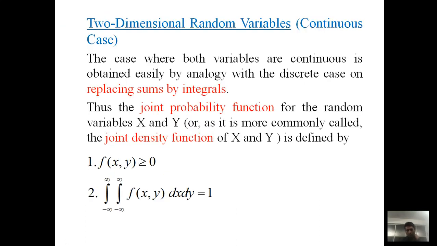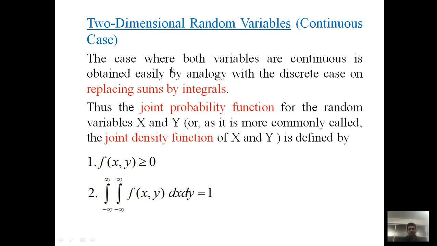Now, in today's lecture, we should extend the concept of two-dimensional random variable, which we have studied in the discrete case, to the continuous case. So we have to cover all the cases which we have studied for discrete, and study the same topic in the continuous case. So first of all, we have to see the definition.